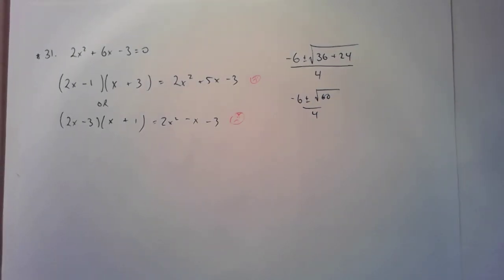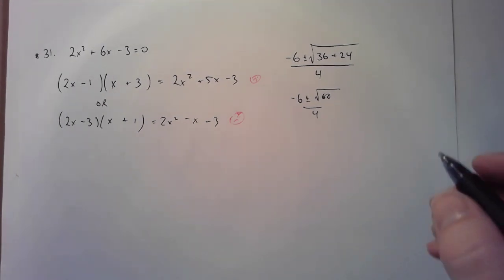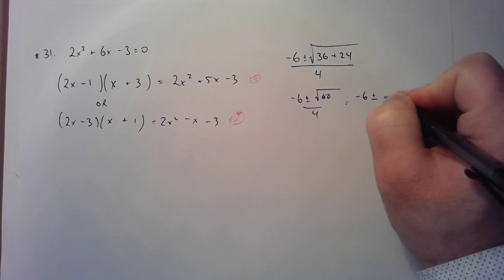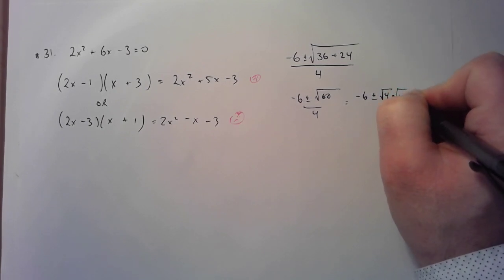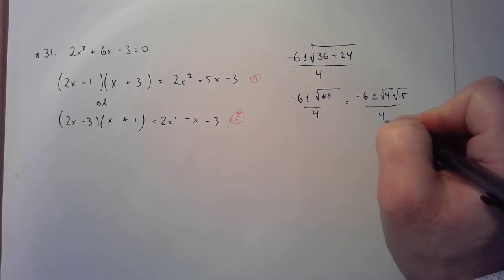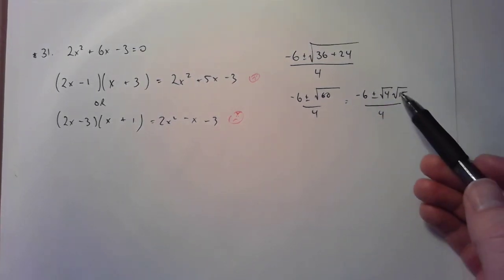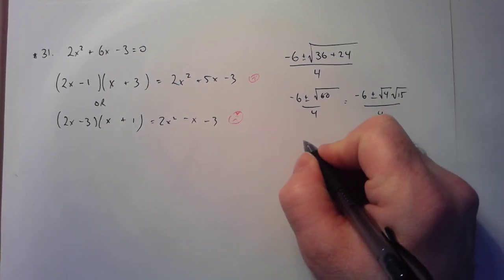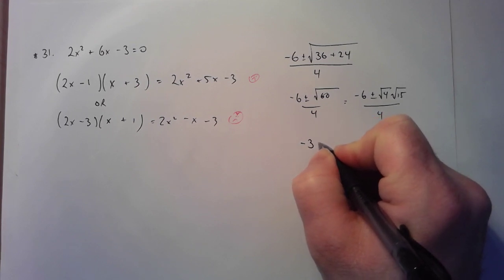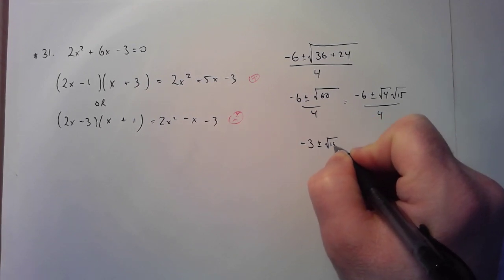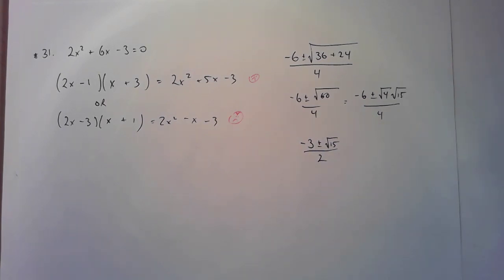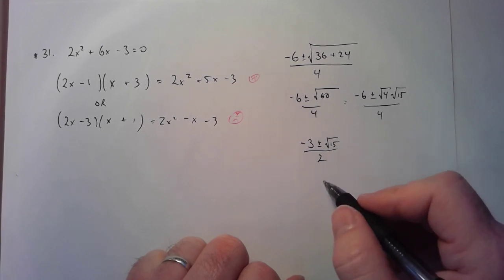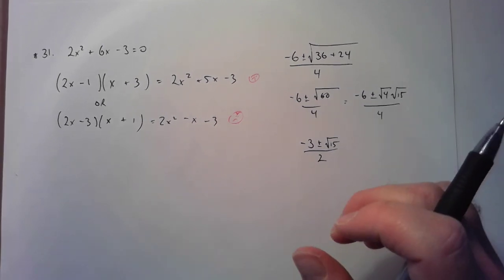60 does have a square as a factor. It's divisible by 4, which means that this is equal to -6 plus or minus the square root of 4 times the square root of 15. That square root of 4 is equal to 2. So if we cancel out the 2, we've got -3 plus or minus the square root of 15 over 2. That's the answers. It is -3 plus root 15 over 2 and -3 minus root 15 over 2.